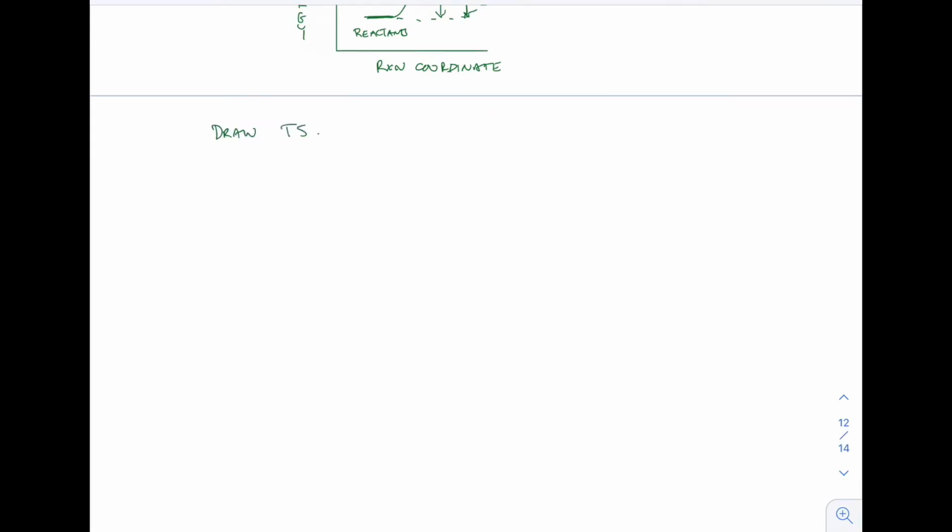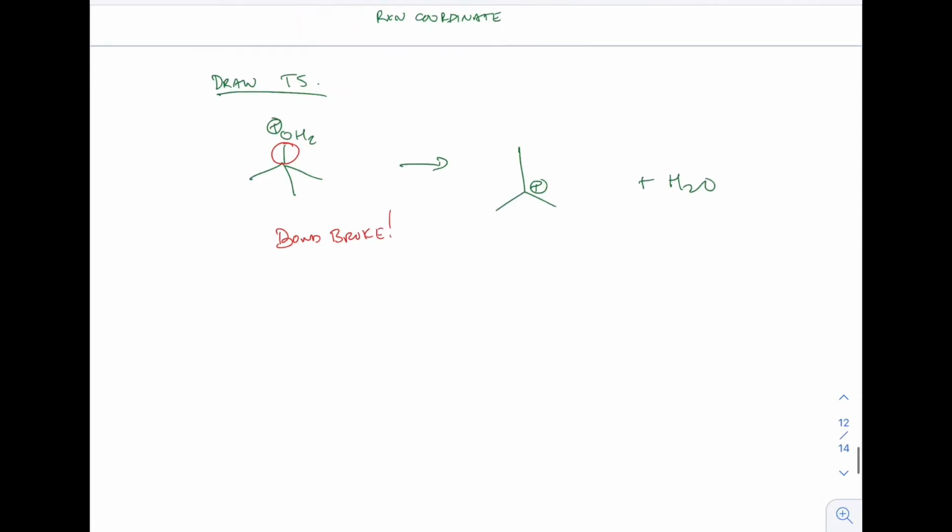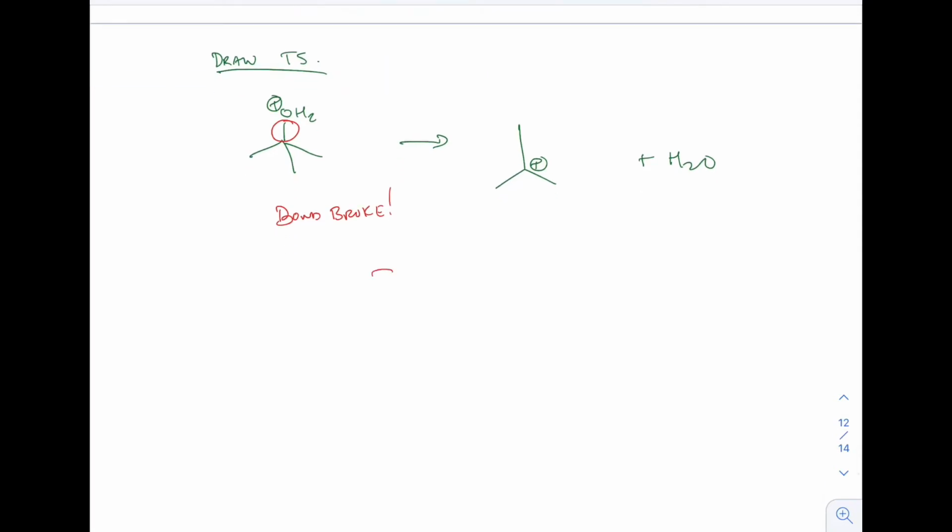So let's try another one. Drawing an actual transition state. So here's this compound on the left. We form a carbocation and water. So we've removed water from this, right? So the only thing that changed is we broke a carbon-oxygen bond. That bond is broken. And so we want to draw something that's somewhere in between. So we'll draw a bracket.